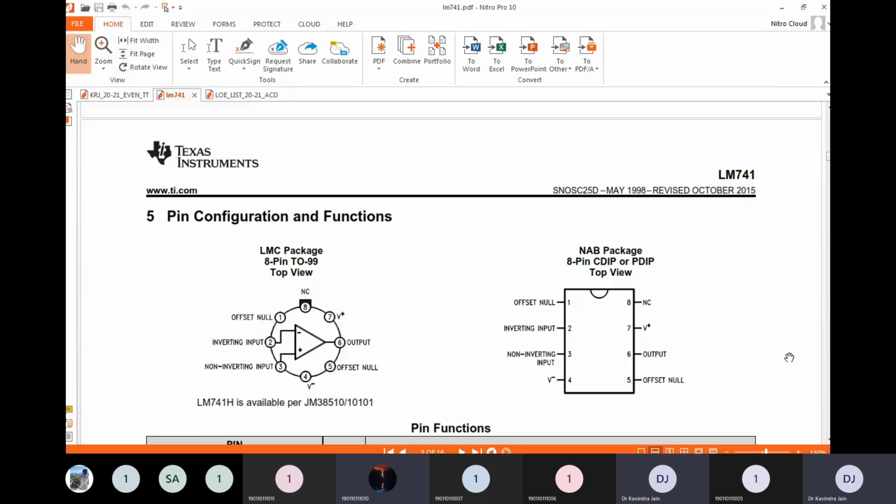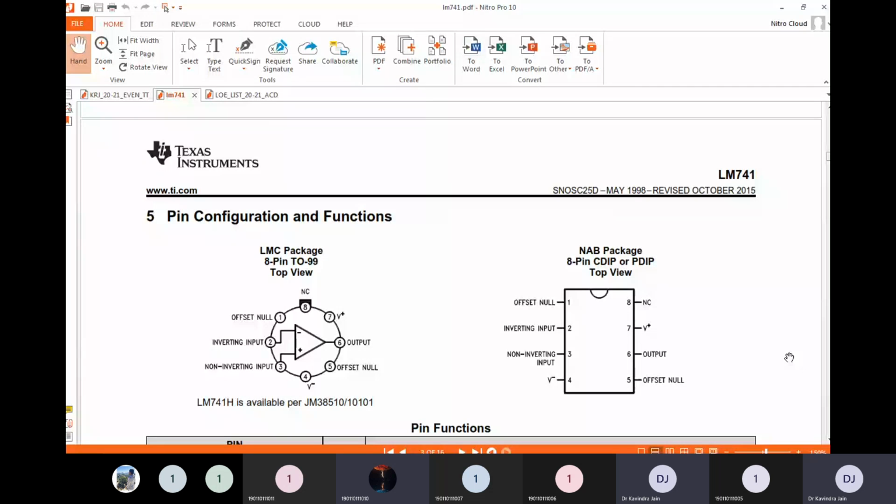Whenever we draw an op-amp based circuit, either in the copies, in the practical exam or in the test, remember one thing. I repeat, remember one thing. While drawing the circuit of operational amplifiers, pin number 4 and pin number 7 have to be provided compulsorily with a constant voltage.